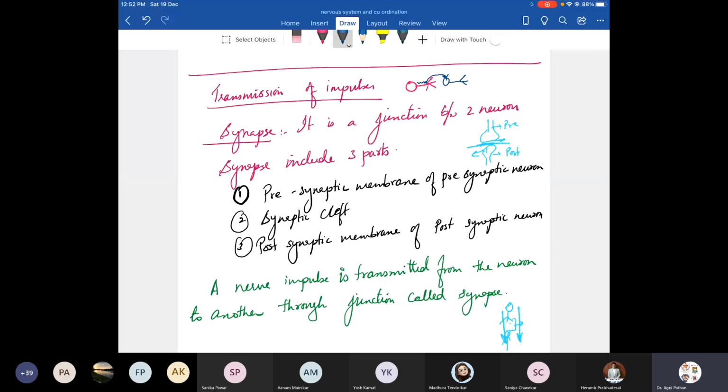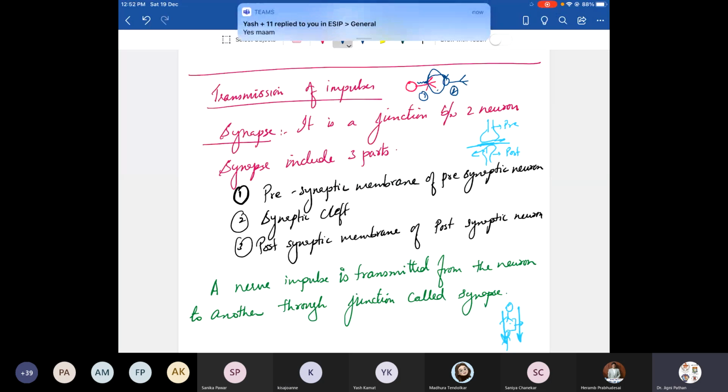But before understanding this, we need to know what a synapse is. Very important question. Synapse is a junction between two neurons. This is one neuron, this is the second neuron. This junction is called synapse. Understood? Did you understand?